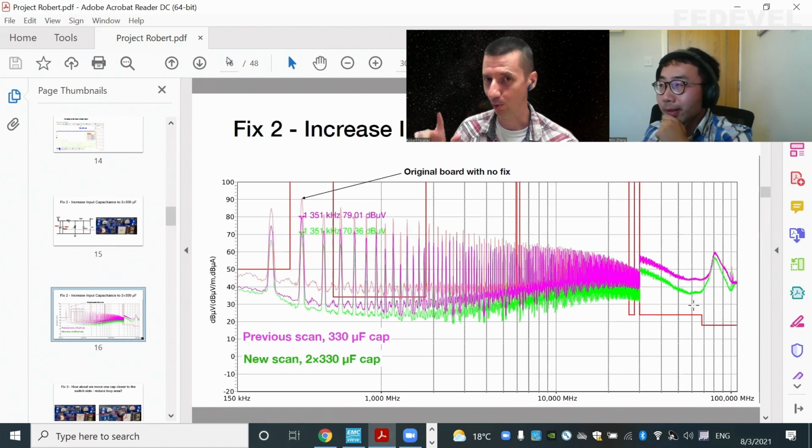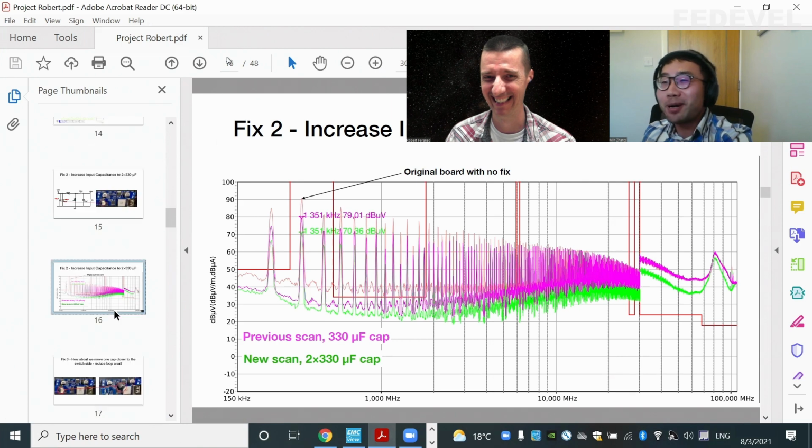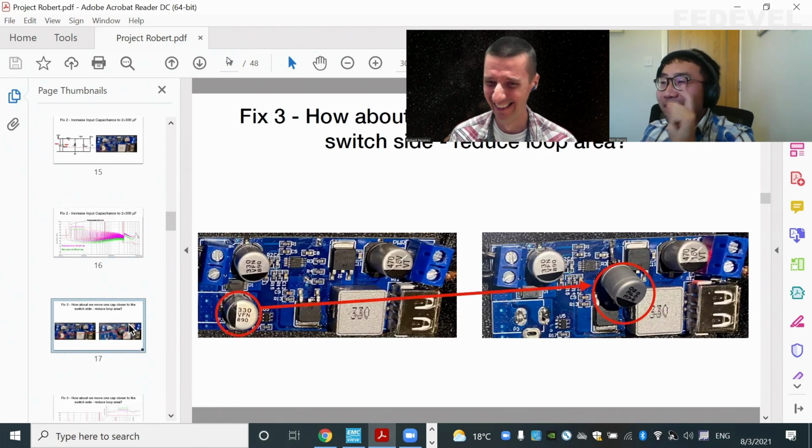Is it because we use two capacitors, or if we would use one 660 microfarad, we would see the same result? It seems like you can read my mind. Before that, let's do more tests. We mentioned before that reducing the loop area will help. So in this case, I'm moving this newly added 330 microfarad capacitor a little bit closer. I basically scraped the copper area here and here, and I soldered this one closer.